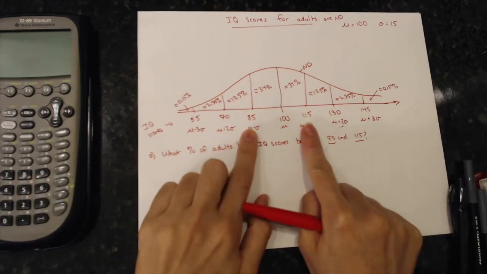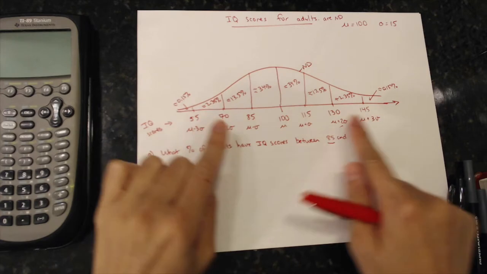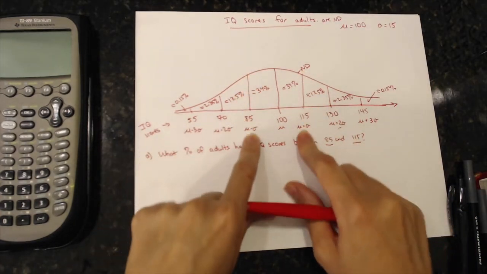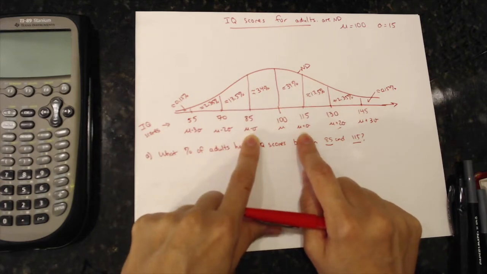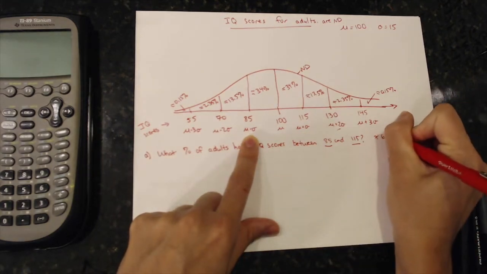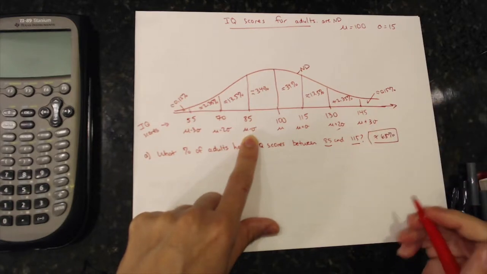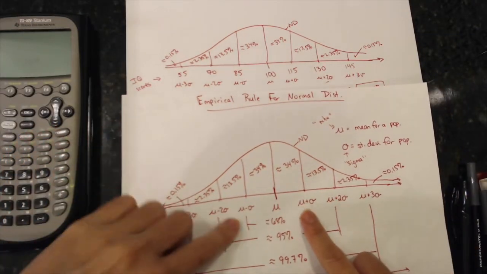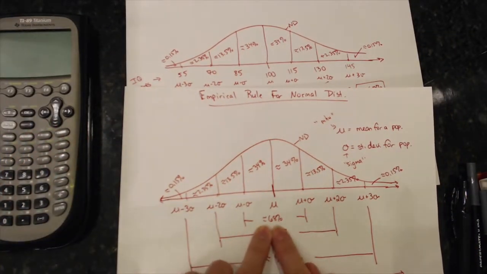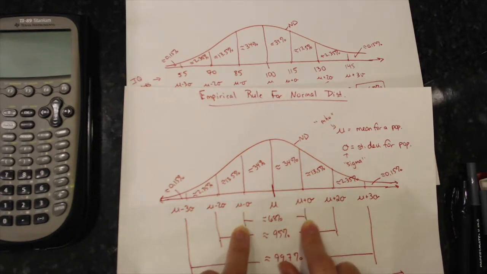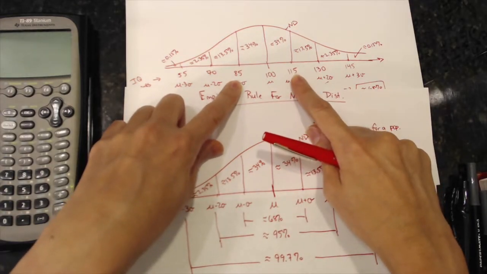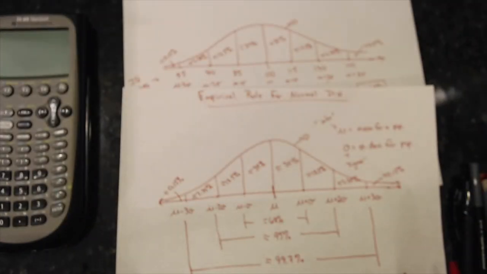Well, 85 and 115 here on my normal distribution curve lie between 1 below and 1 above. So between 1 below and 1 above, or within 1 standard deviation of the mean, approximately 68% lie there. Remember, between 1 below and 1 above. So again, let me compare this. You see, the empirical rule indicates that approximately 68% lie within 1 standard deviation of the mean, 1 below and 1 above. So 85 and 115 lie 1 below and 1 above within 1 standard deviation of the mean. Okay?